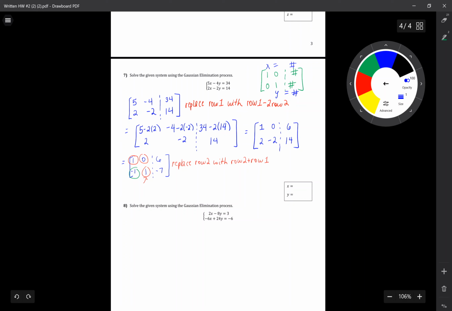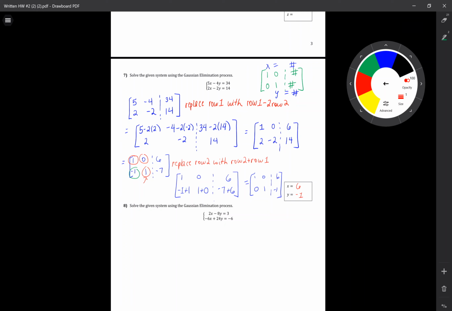So this gives me 1, 0, 6, and then I have -1 plus 1, 1 plus 0, and -7 plus 6. This gives me 1, 0, 6, 0, 1, -1. And finally, I have it in the right form. This tells me that x equals 6 and y equals -1.